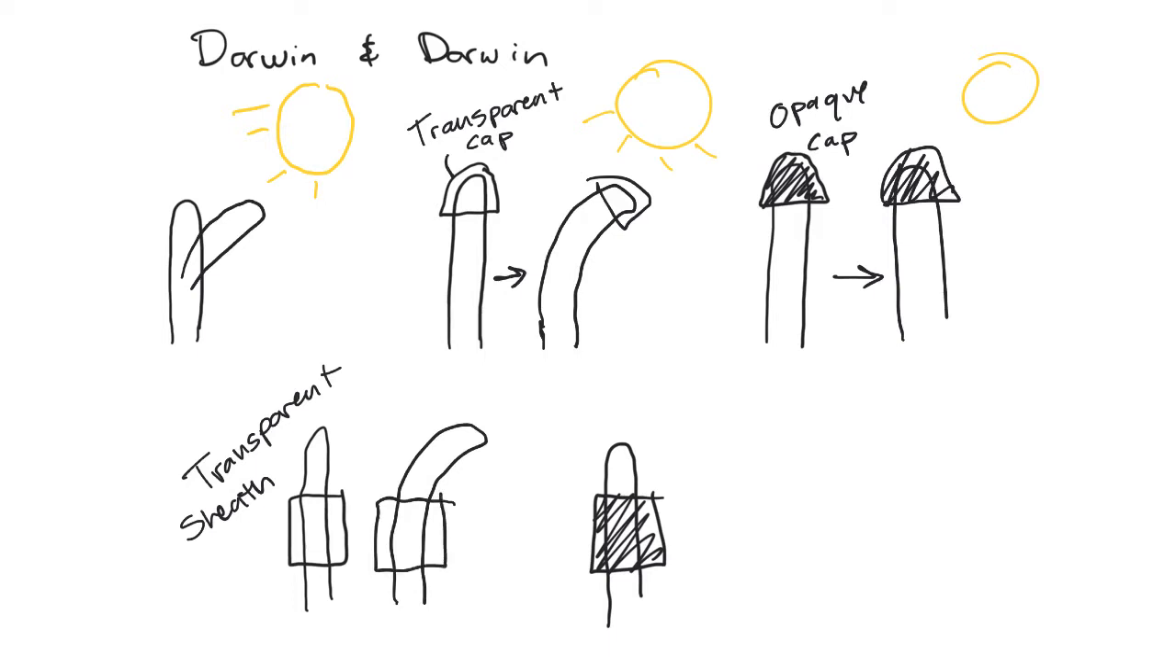Okay? But why did they do this? They wanted to see which part of the coleoptile, is it called? They wanted to see, depending on which part they covered, if it would bend toward the sunlight. Right. So why would they do a transparent sheath? Of course it's going to bend, right?